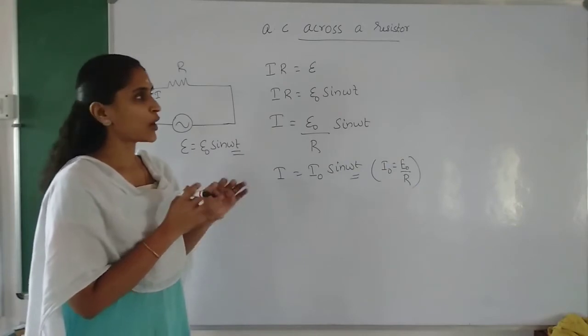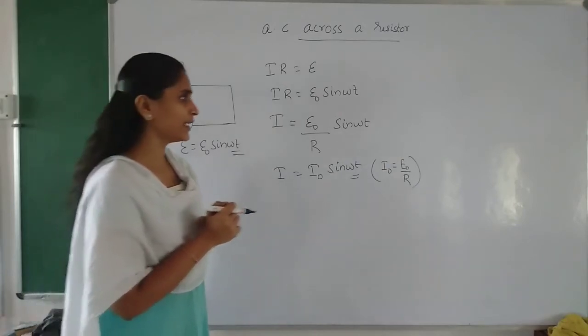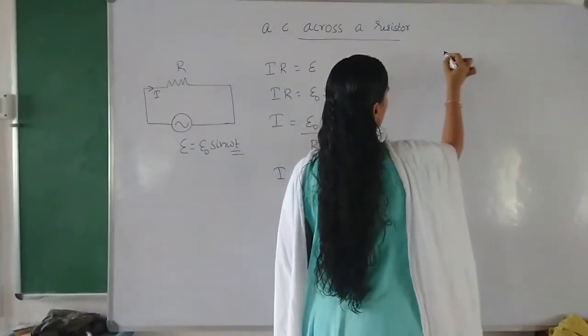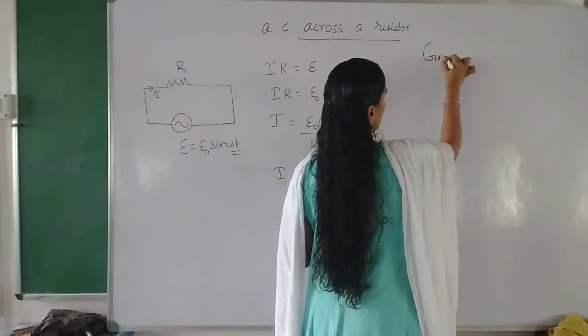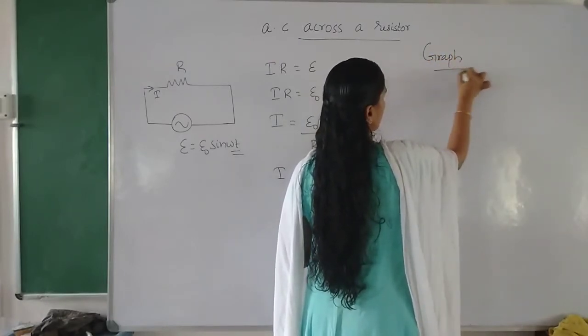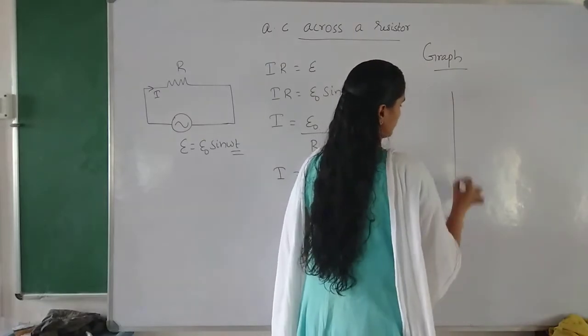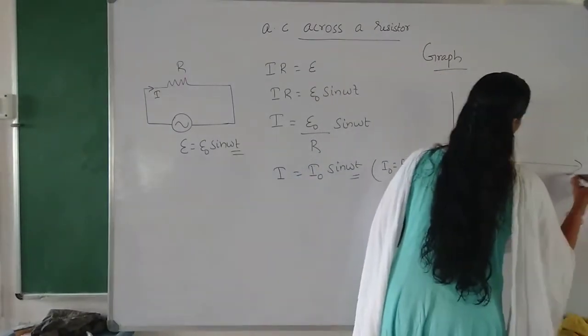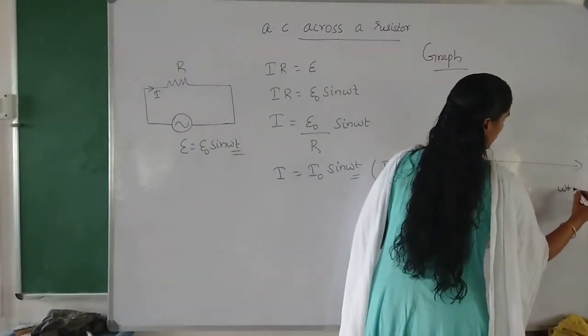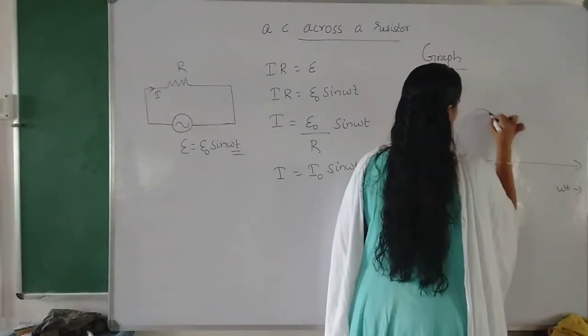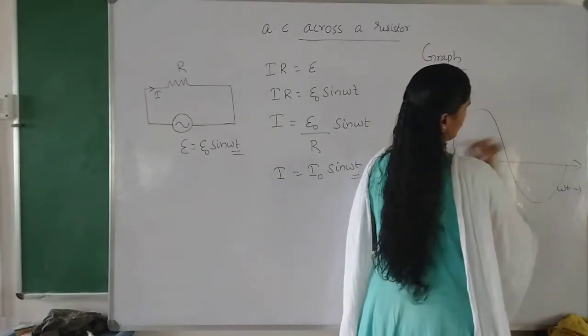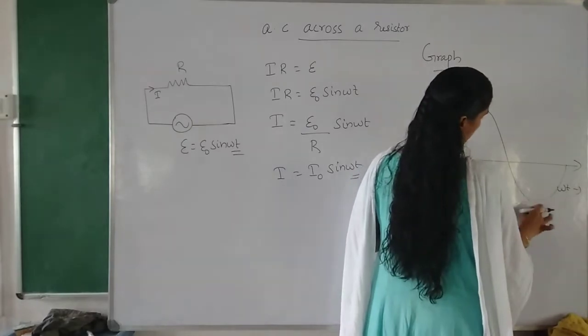There is no phase difference between voltage and current. So how can we represent it graphically? Graphically we can represent it like this. Graphical representation: both should be of the same phase.